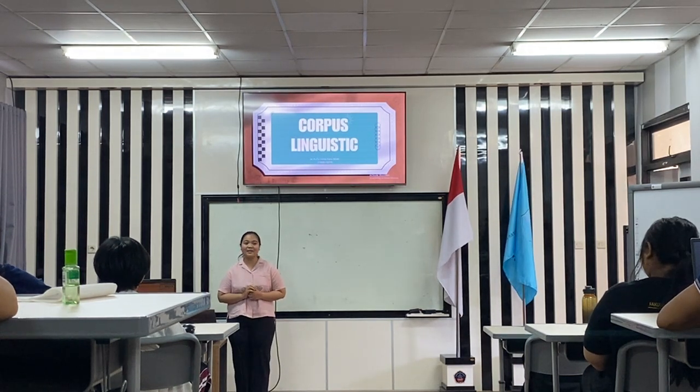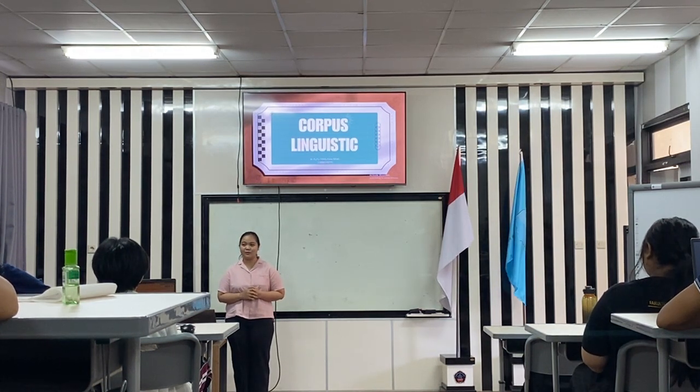So, my name is PERILYAN. My student identification number is 231202107. On this occasion, I'm about to give a presentation about corpus linguistics.